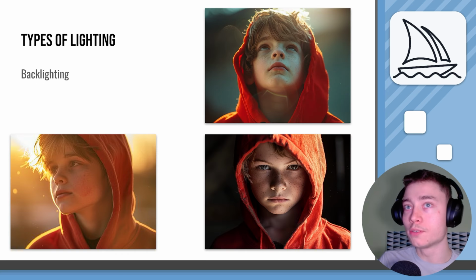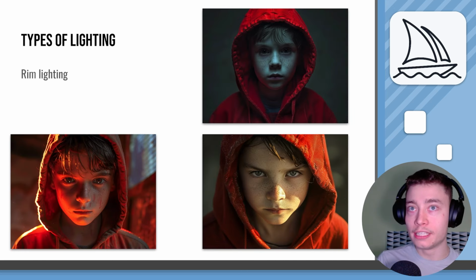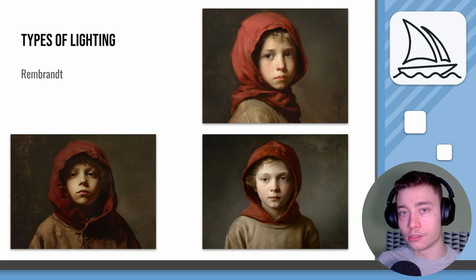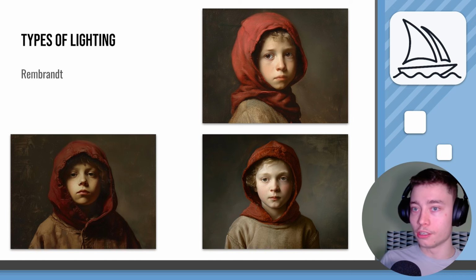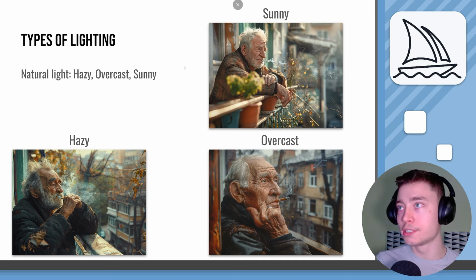Now let's go into types of lighting, because you can get super different results just by changing the lighting. So this is how backlighting looks. This is how rim lighting looks. You can see the difference, right? This is Rembrandt, obviously named after the famous Dutch artist. And it's more bland and with a clear background. Hazy, overcast, and sunny. So you can clearly see the difference.